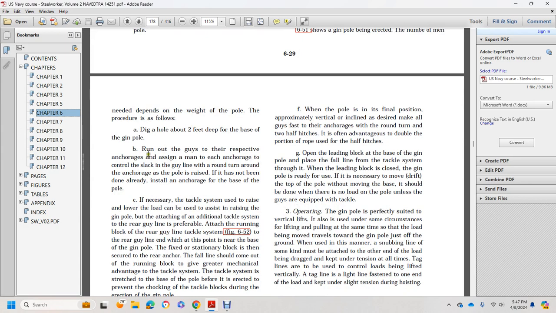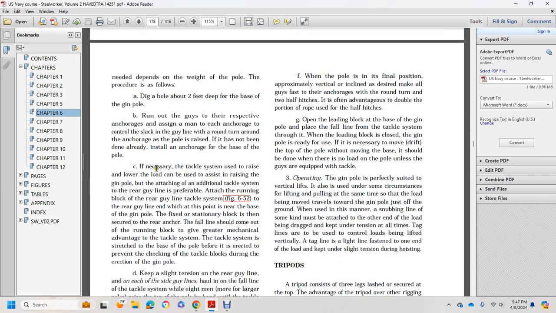To each man, for the advantage of control, slack the guideline with a round turn around the anchor. Run the pole with the rig that has been done already and with the anchor at the base of the pole. It may be necessary for the tackle system of the rig to either raise or assist in raising the gin pole by attaching an additional tackle system, the rear guideline, preferably attaching a running block with the rear guideline tackle system. Figure 652, rear guideline, in which the point is near the base of the gin pole, the stationary block. Then give the rear anchor the fall line, which shall come out with the running block, greater than the mechanical advantage of the tackle system.